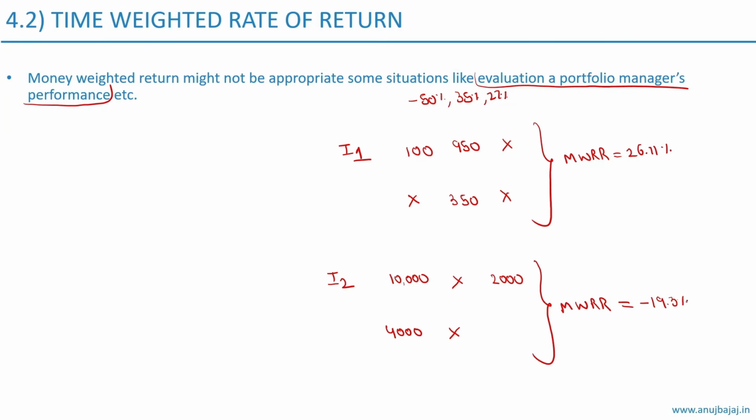19.3%. We have the same mutual fund manager who has delivered the same returns, but just because the investors added and withdrew different amounts of money at different times, the money weighted rate of return is different. So evaluating a portfolio manager's performance becomes difficult with money weighted rate of return.